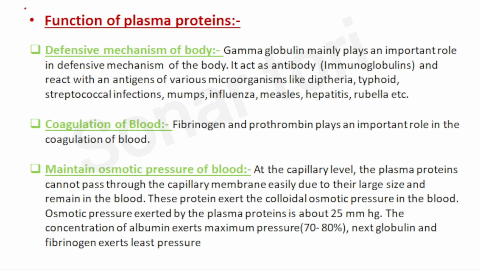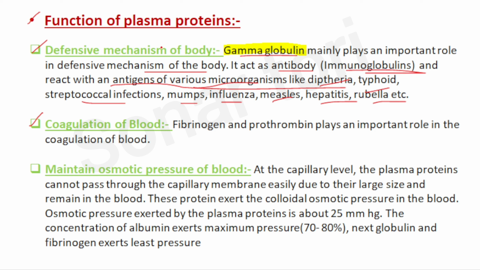Then the function of plasma protein. First, defensive mechanism of the body. Gamma globulin mainly plays an important role in the defensive mechanism of the body. It acts as an antibody, also called immunoglobulin, and reacts with antigens of various microorganisms like diphtheria, typhoid, streptococcal infection, mumps, influenza, measles, hepatitis, rubella. So gamma globulin acts as an antibody and reacts with the antigens of different harmful microorganisms and tries to protect our body from these harmful diseases.